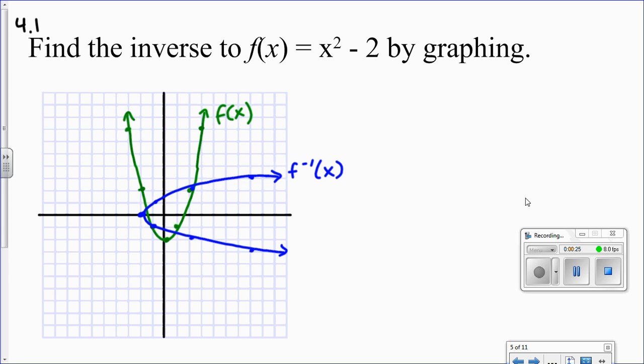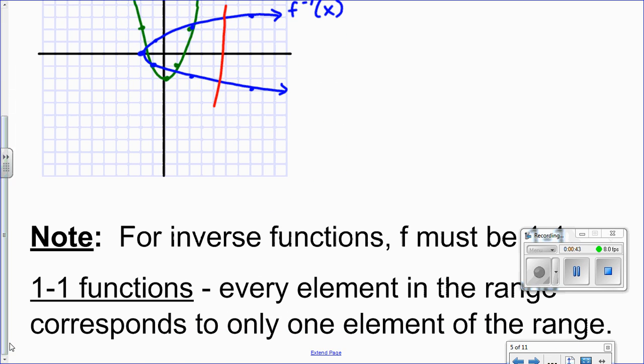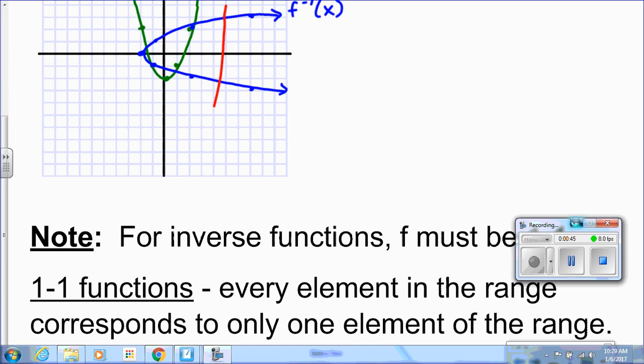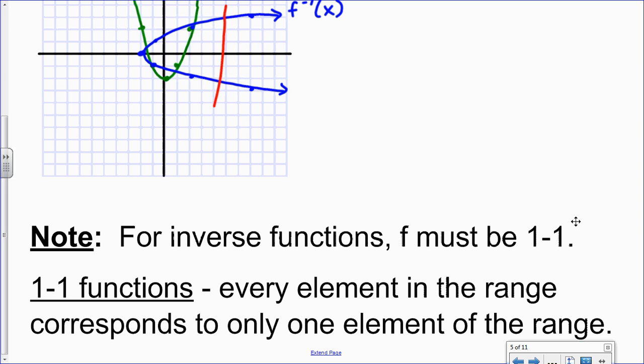But there was an issue because f inverse is not a function. It does not pass vertical line test. It's not a function. The problem was because f was not 1-to-1, so it did not pass horizontal line test. So inverse functions must be 1-to-1. A 1-to-1 function, you already have that written down, but just a reminder, every element in the range corresponds to only one element of the, I should say, domain.